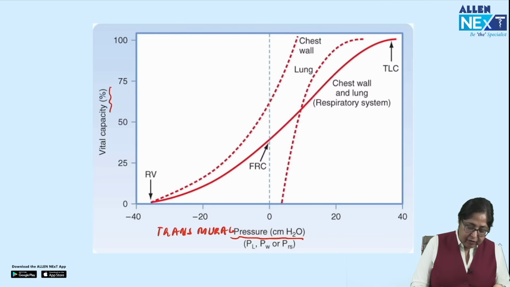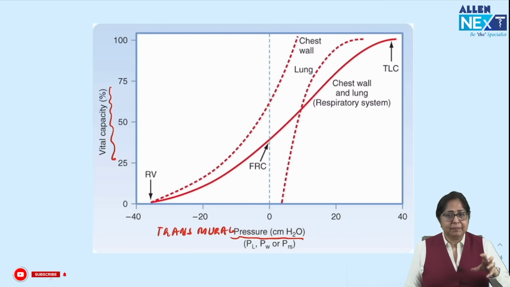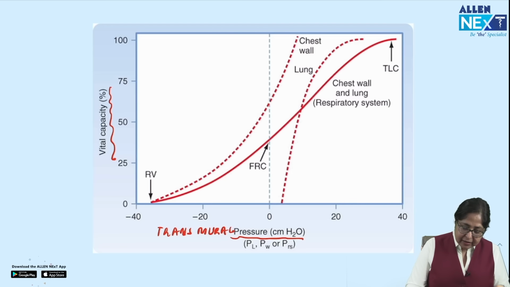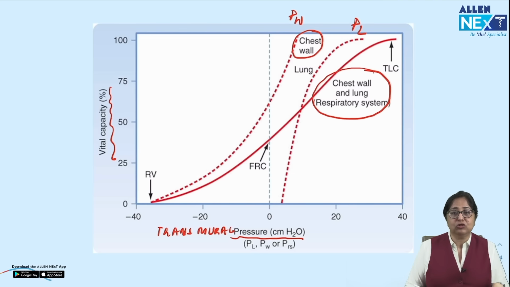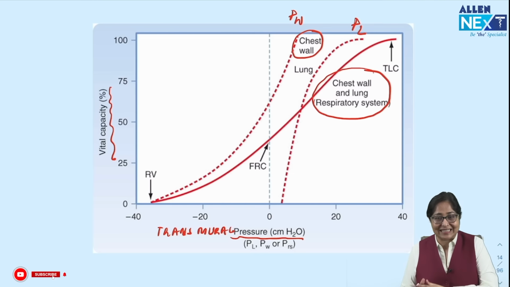And the volume, in this case, it's percentage of vital capacity, which is given on the y-axis. Now, this one here is the transmural pressure of the chest wall. The solid line, there's another dashed line, which is the transmural pressure of the lung. And the solid line is the chest wall and the lung, the transmural pressure of the respiratory system.